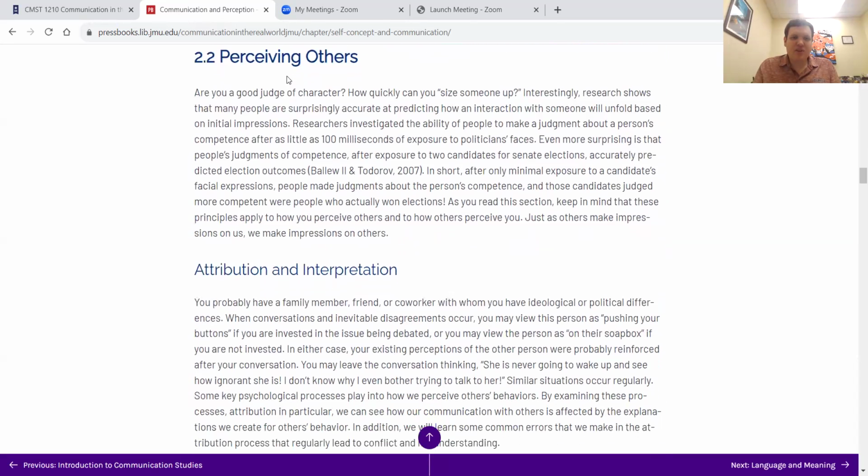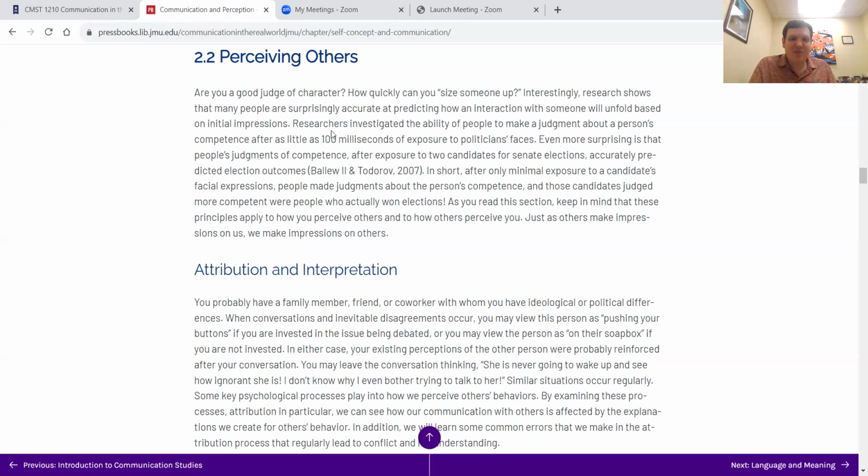So 2.2, perceiving others. So how are we judging other people? We judge everyone, right, based on information that we have. We're interpreting them in some way. We may judge them positively. We may judge them neutrally. Like, hey, that's just a person, right? That's a judgment as well, to go along with it. And these judgments can happen very quickly.